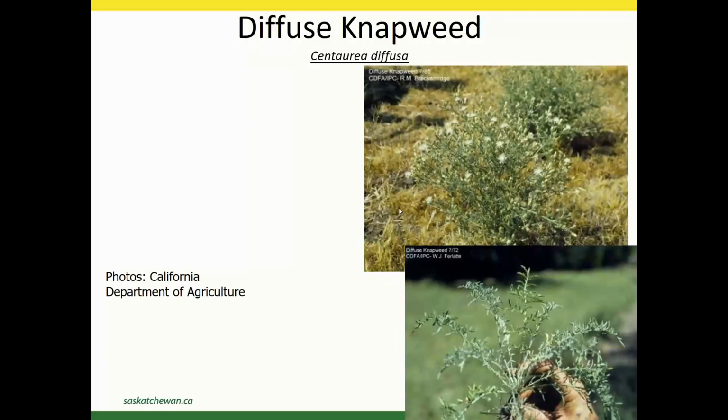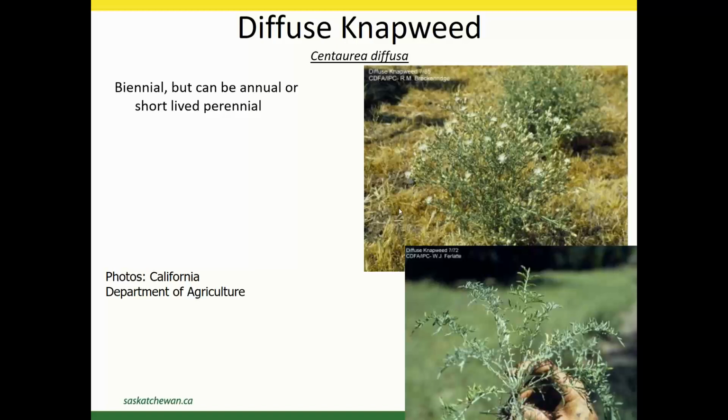Diffuse knapweed is very similar to spotted knapweed in appearance. There are a few variants to it. It's typically a biennial, but it can also be an annual or short-lived perennial. So from that perspective, each individual plant is shorter lived than spotted knapweed.